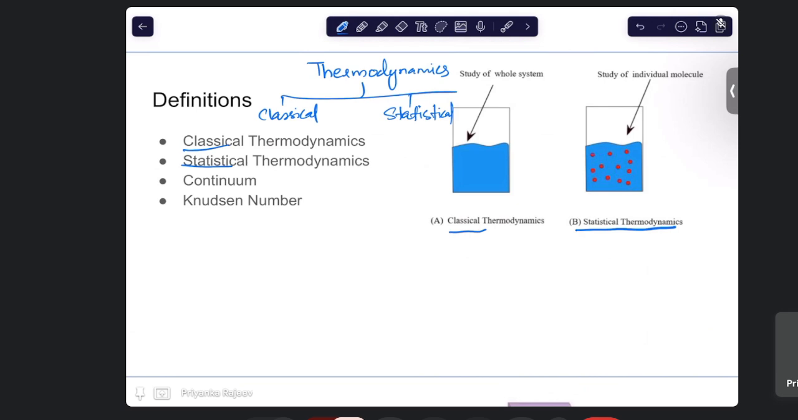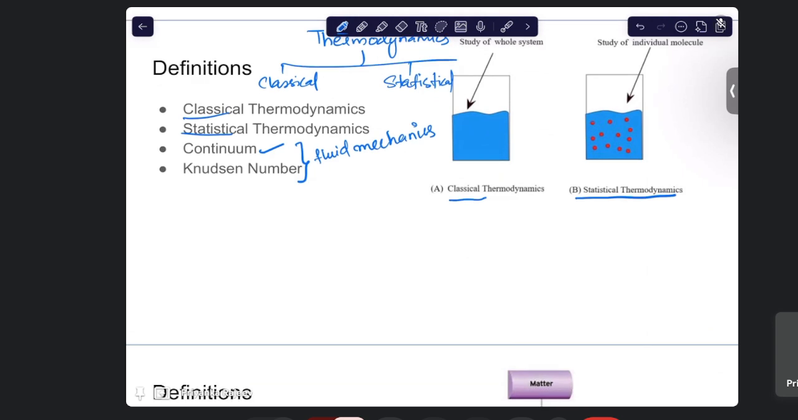So when and where to approximate this behavior is defined by something called a continuum. Continuum and the Knudsen number are very important when we are studying fluid mechanics. It is quite easy to explain from a fluid mechanics perspective, which is why I'm taking that approach. So, continuum.